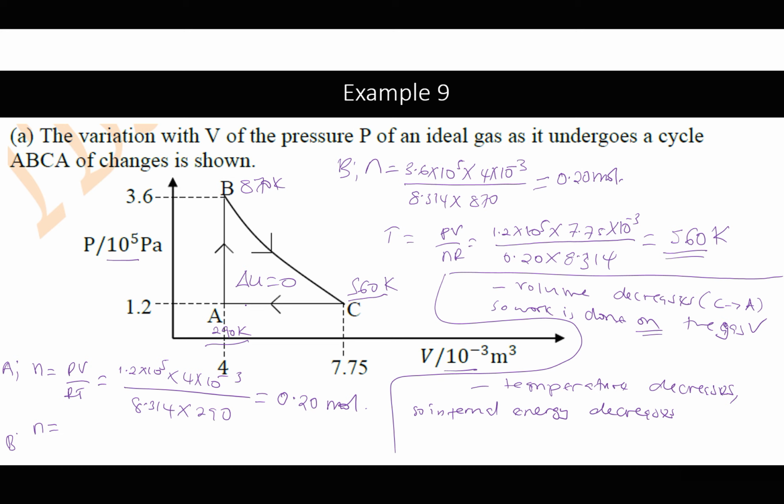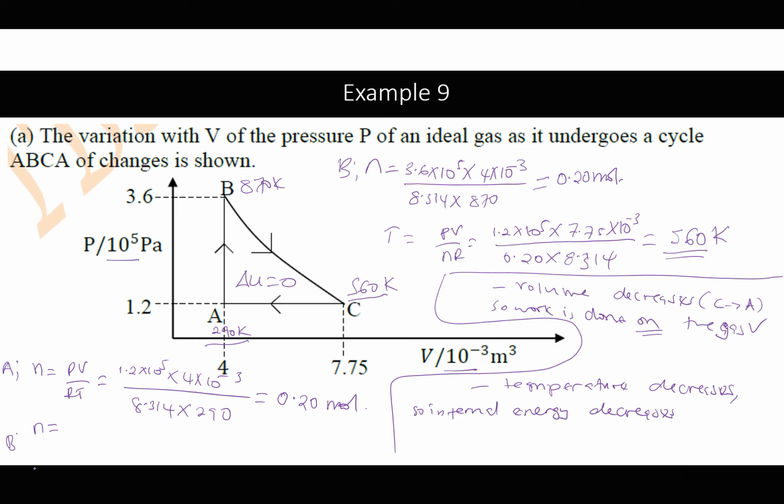It doesn't mean that there is no change in internal energy from C to A. Actually, you will find that there is a decrease in internal energy from C to A. You would find that there is an increase or a decrease in internal energy from B to C. But if the final temperature at a given point is the same as the initial temperature, then the total net change in internal energy would be 0.